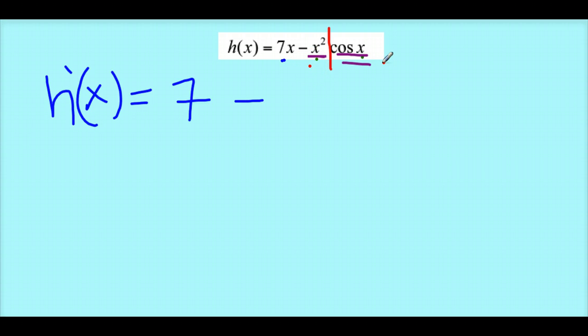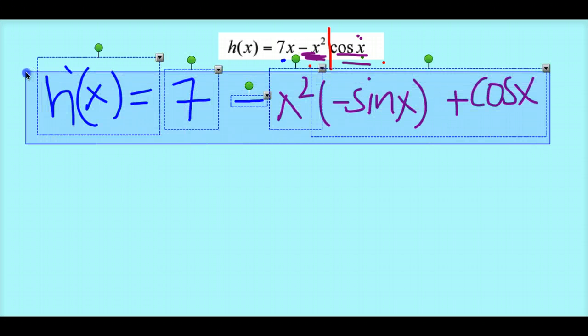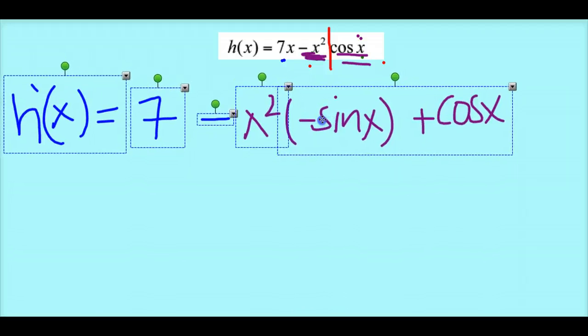So if I follow the rule again, and let's just make sure to keep this negative x with that x squared. So if I continue solving this, I get the first term, which is minus x squared, times the derivative of the second term. The derivative of cosine from last lecture is negative sine of x, plus the second term, which is cosine of x, times, let me just scoot all of this over.